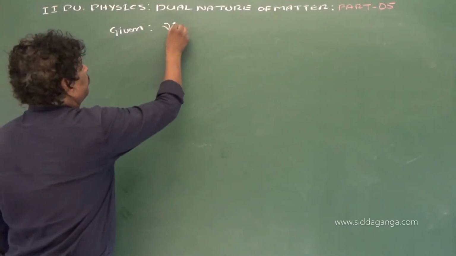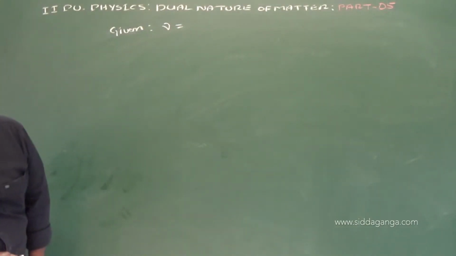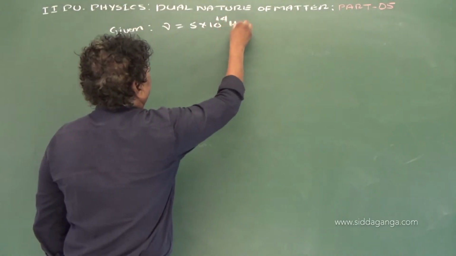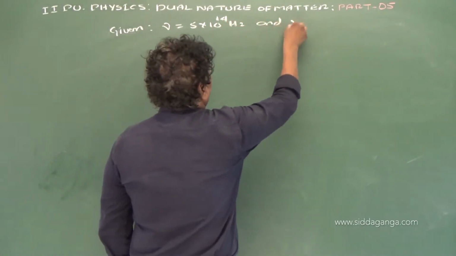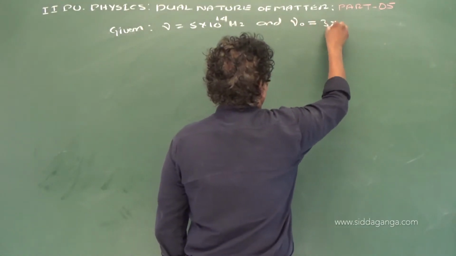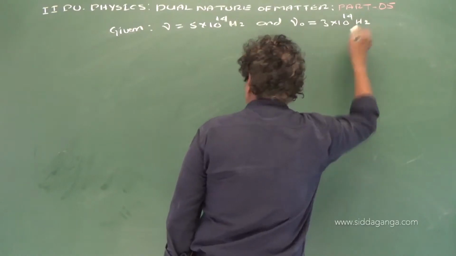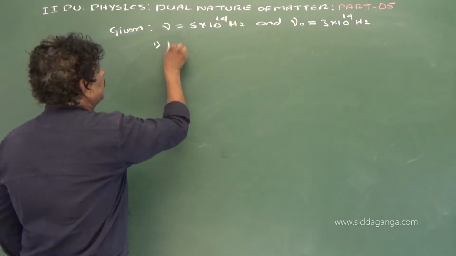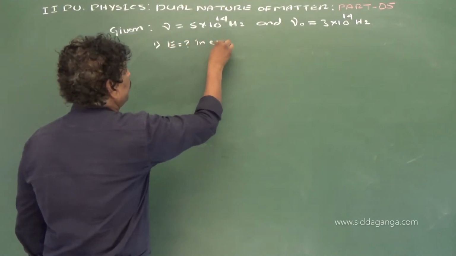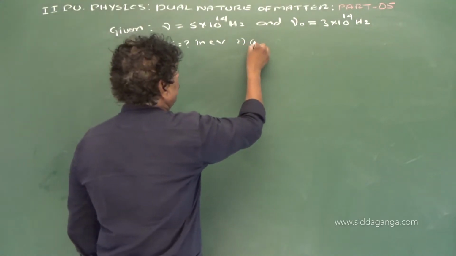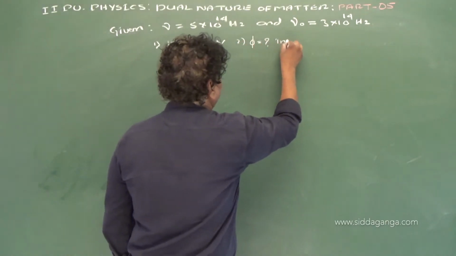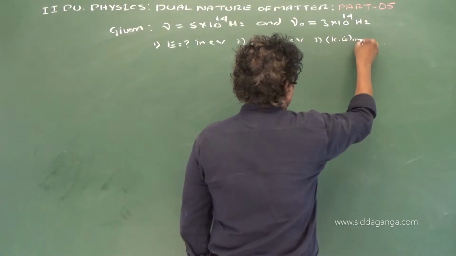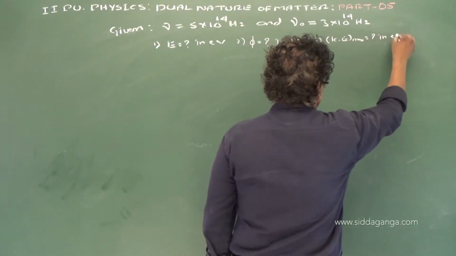So incident frequency nu is equal to 5 into 10 raised to the power of 14 hertz and nu naught is equal to 3 into 10 raised to the power of 14 hertz. We need to calculate: number 1, incident energy in eV; number 2, photoelectric work function phi in eV; number 3, maximum kinetic energy in eV.